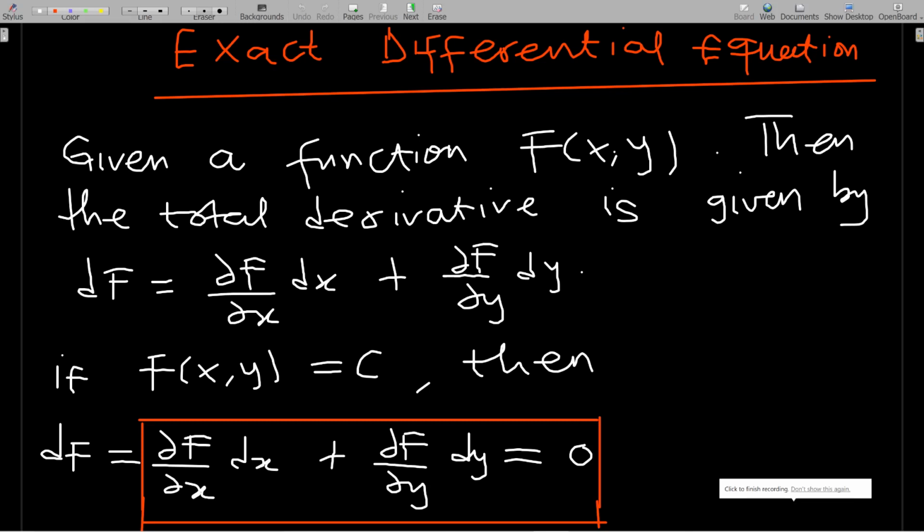Hello, welcome to this lesson of our study of differential equations. This is particularly still on first order differential equations.